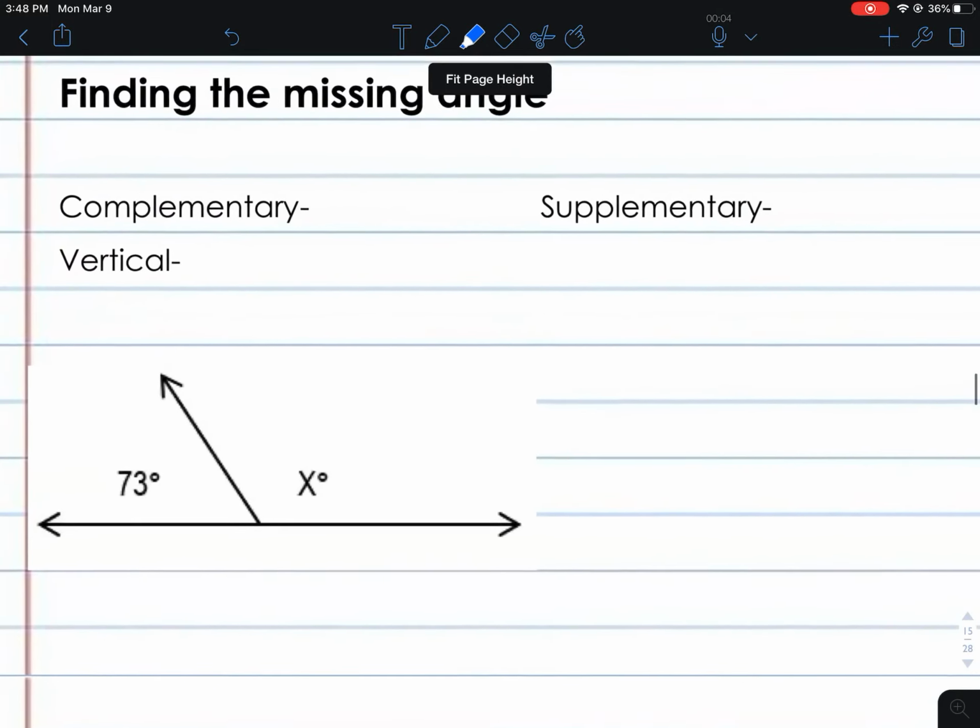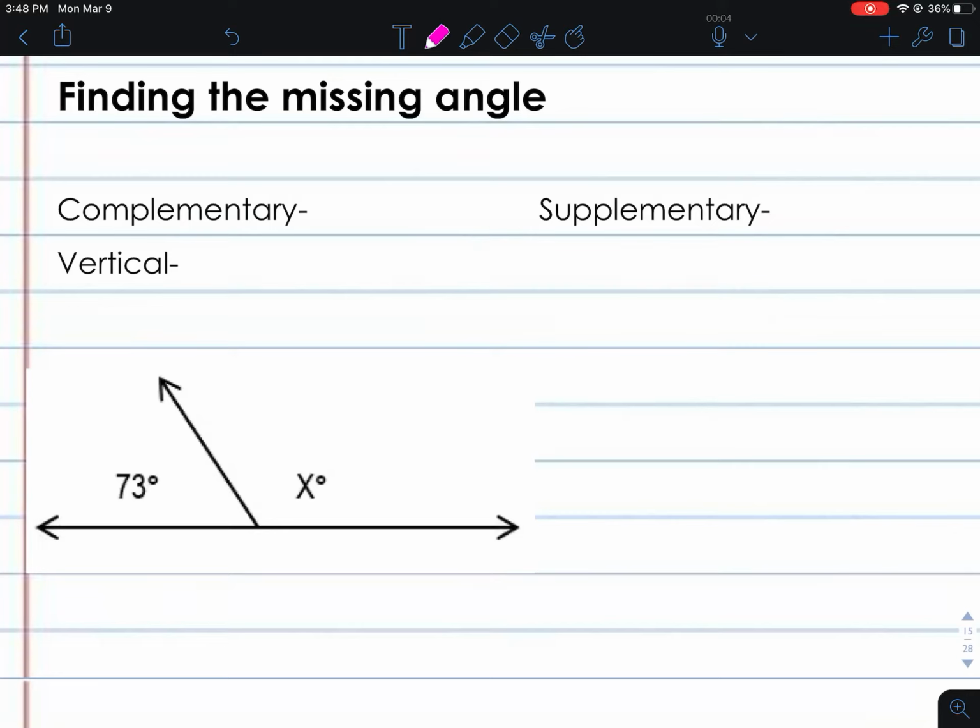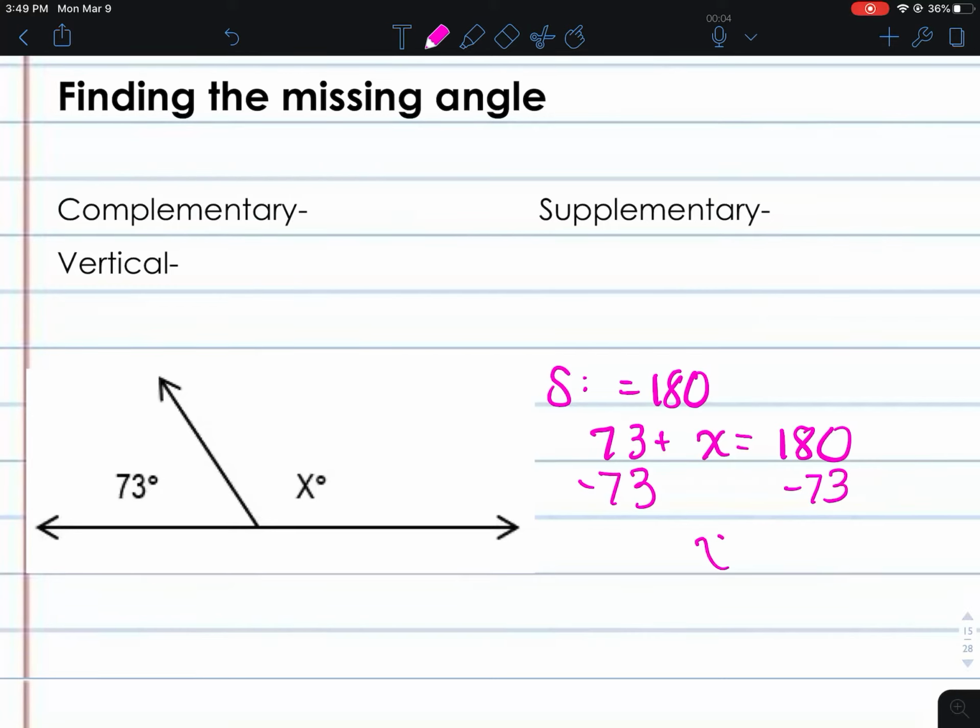So the other part of this is finding the missing angle. When you're finding the missing angle looking at the picture, it's helpful for you to identify first how many degrees we're talking about. Is it 180, 90, or are they congruent? So in this case, they make this line here. So that means it's going to be supplementary, which means it's going to equal 180. So I know if I add 73 plus we don't know, I'm going to get 180 degrees. So from there, you can solve by subtracting 73 on both sides, and you get x is equal to 107.